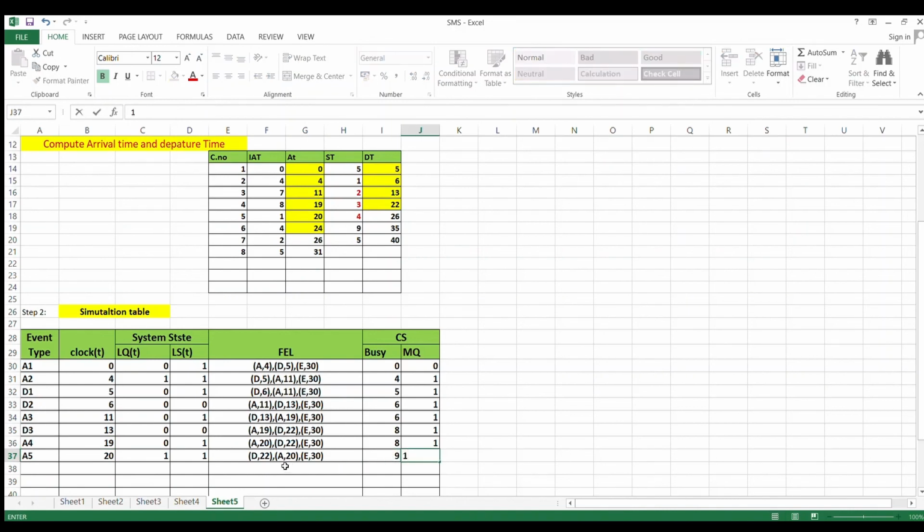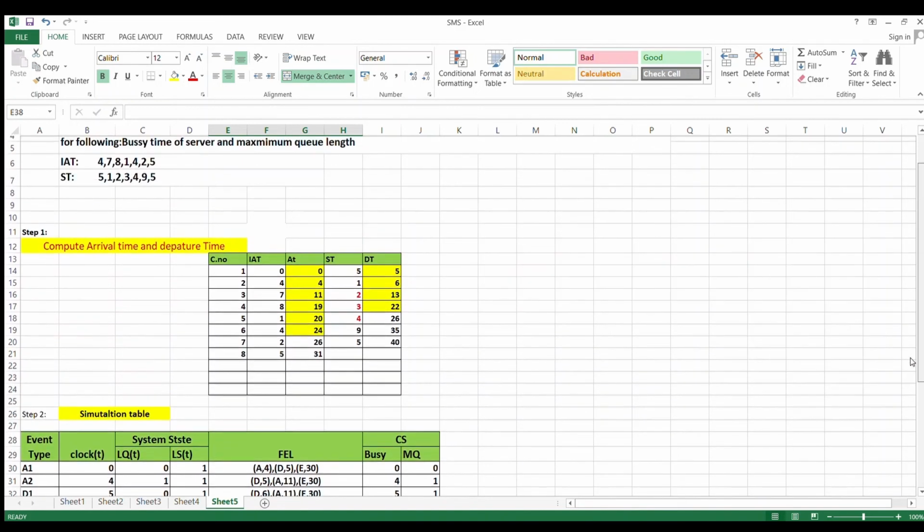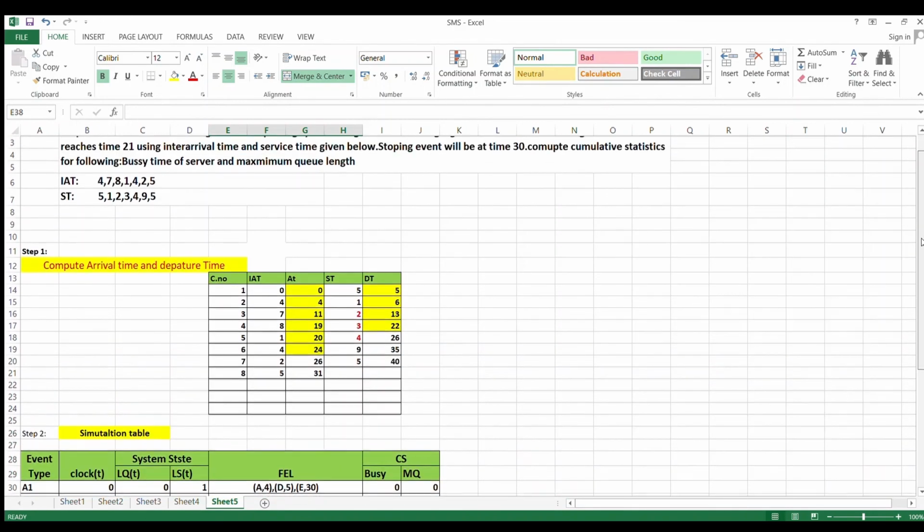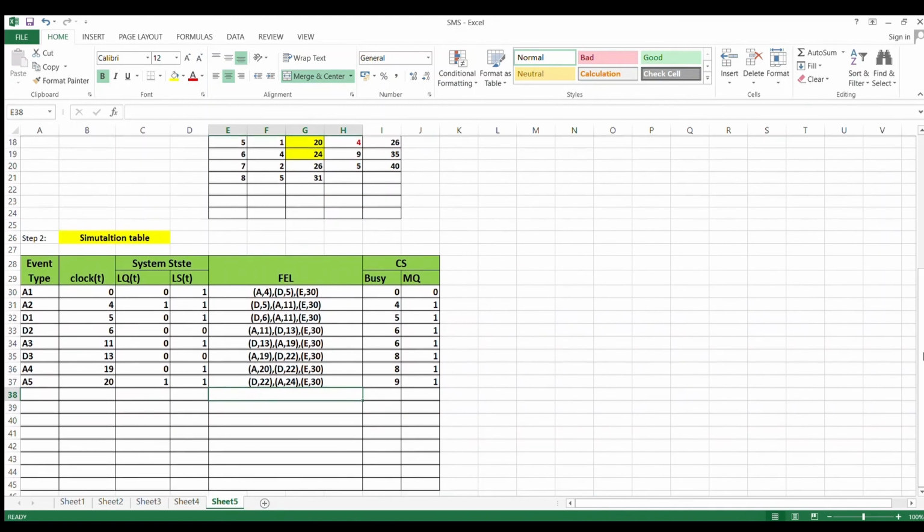So next minimum is 22. But the question says that we need to do the simulation up to clock 21. So the problem has been completed. Now find out the maximum Q and busy server. The maximum Q is 1. Busy server is 9. This is how the problem is solved.